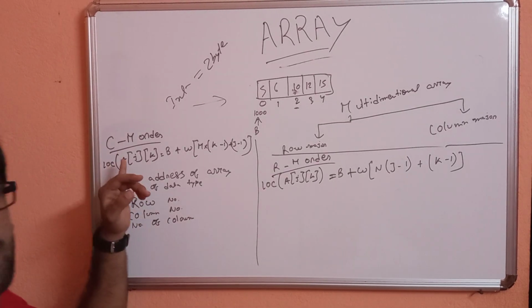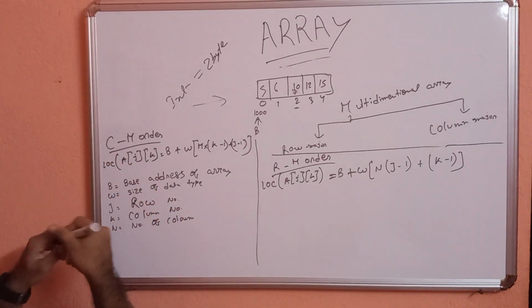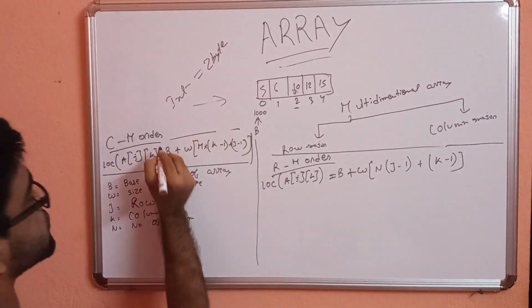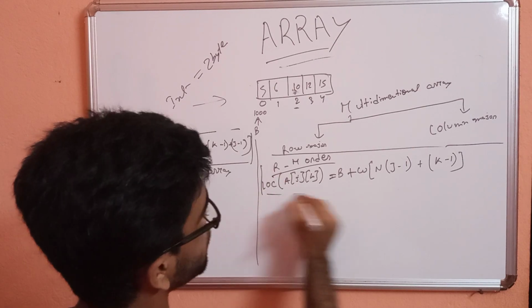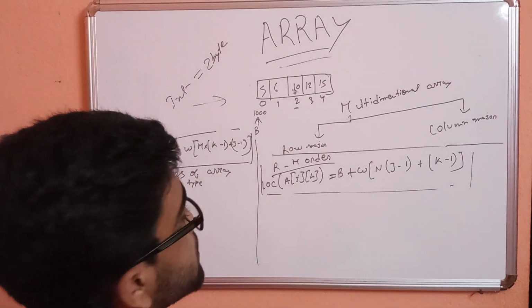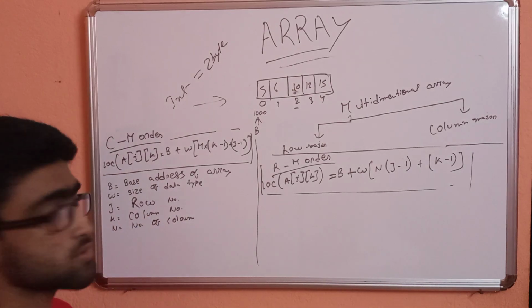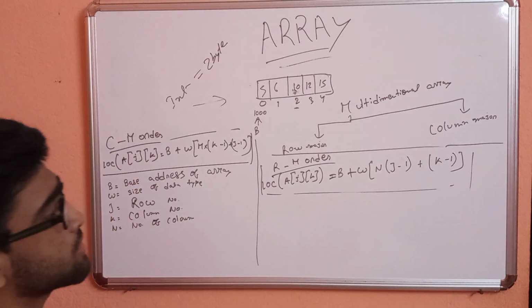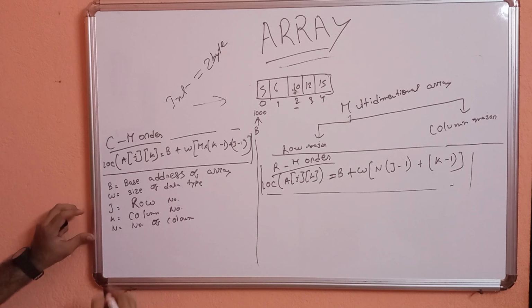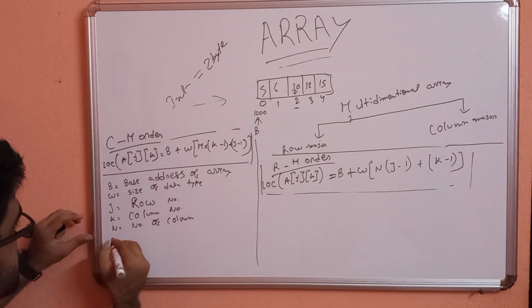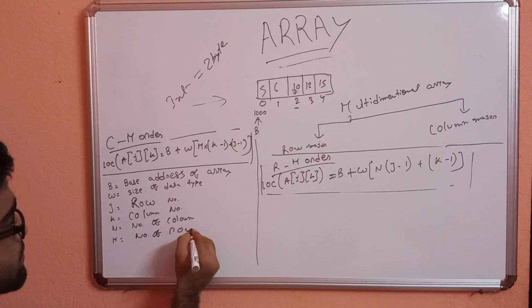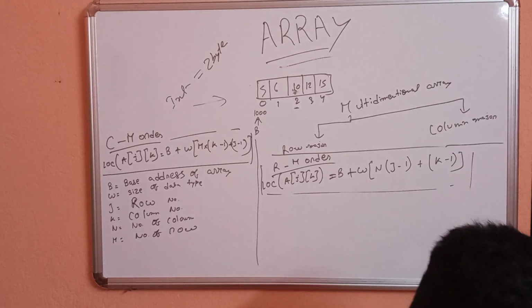So this is the formula for column major order address calculation for a 2D array. This is the row major method or formula for address calculation. Suppose we take an example. M is the number of rows.